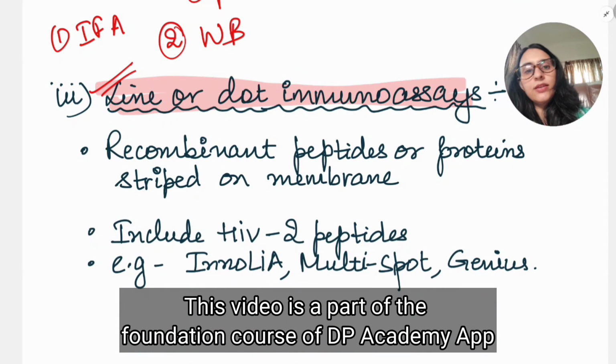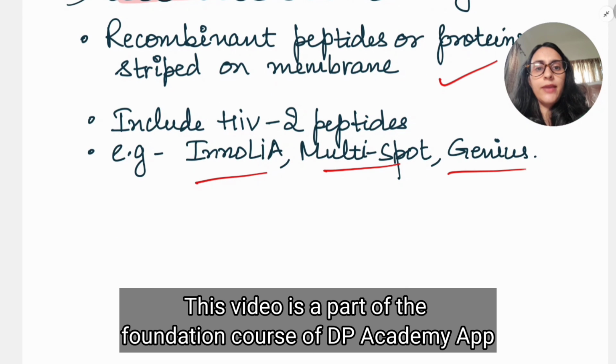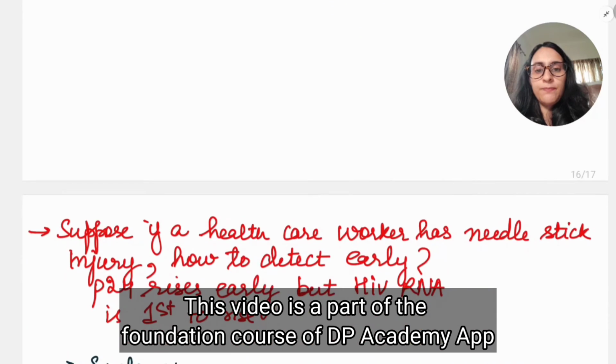The third one being line or dot immunoassay. Recombinant peptides or proteins are stripped on the membrane, and these are the types of the line or dot immunoassay.